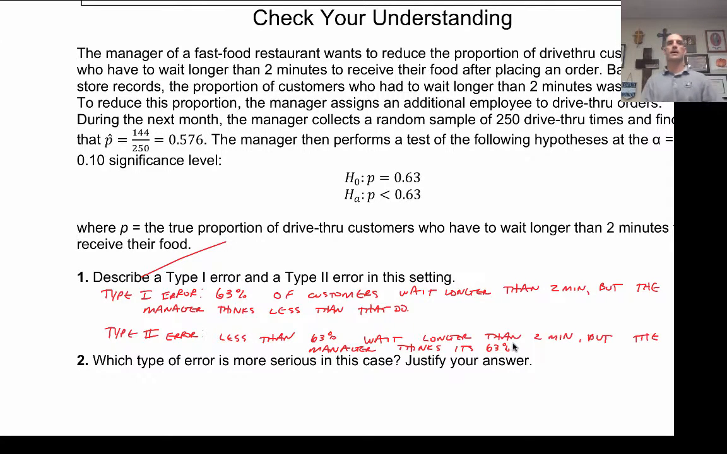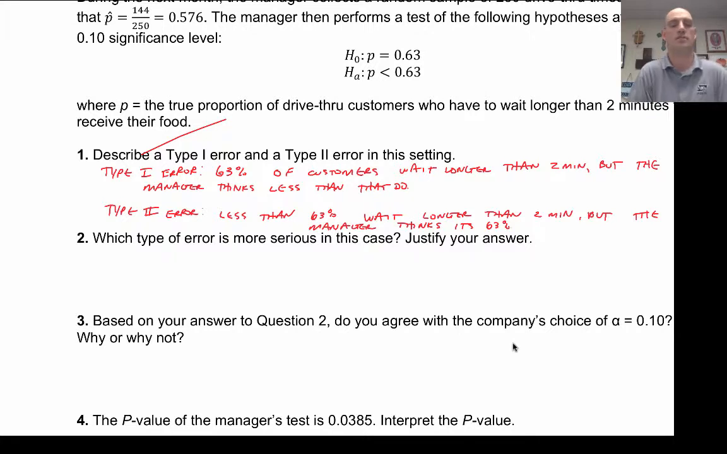Okay, so notice, type 1: the null hypothesis is true, but we make the decision that the alternative is true. Or type 2: the alternative is actually true, but we think that the null is true. So which type of error is more serious in this case? Let's think about it for a second. If 63% of the customers wait longer than 2 minutes, but the manager thinks less than that do, that would mean he's saying 60% of our customers wait longer than 2 minutes. Nah, that can't be true. Or the manager comes out and says, listen, 63% of our customers are waiting 2 minutes. We need to do something about this. So which one's more serious?